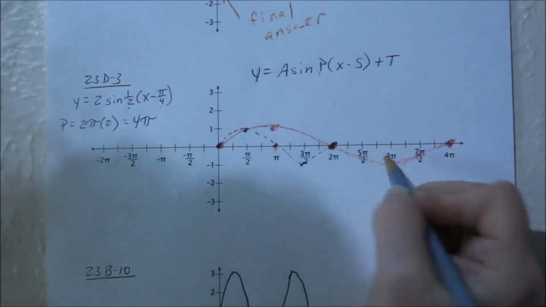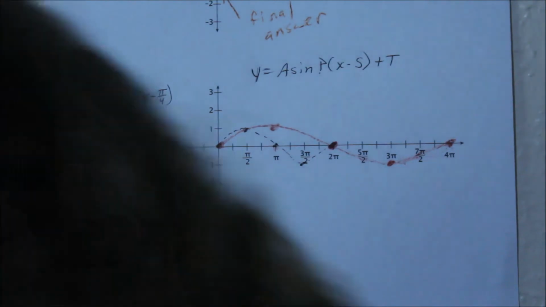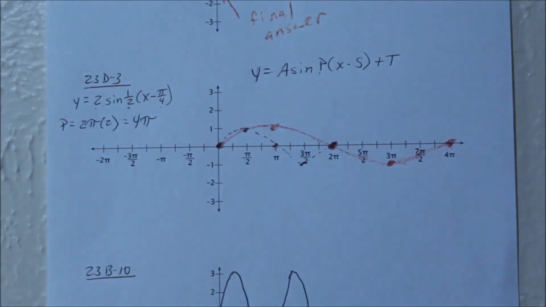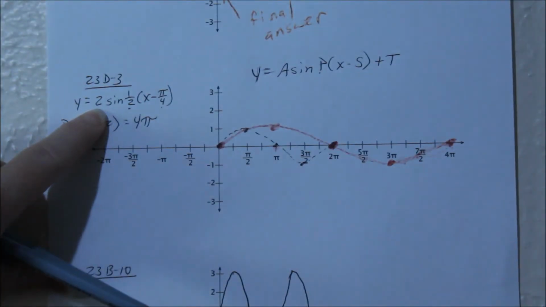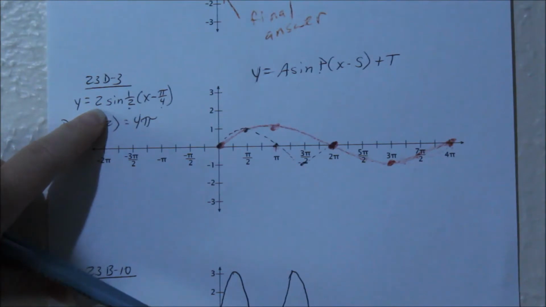That shows you the graph of the period change. Okay, now let's do the next on the list. Next on the list is amplitude. Okay, amplitude, this number tells you the amplitude, 2. So, in other words, we want from our center line to the high point or to the low point to be the distance of 2.